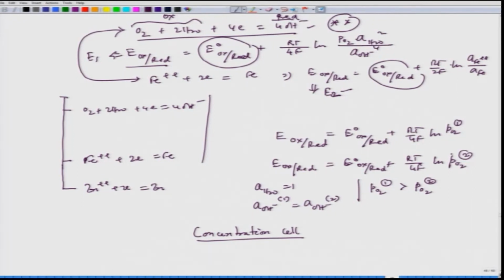We will discuss that part in our next lecture, and in the next lecture we will also look at the galvanic series in a little more detailed manner. So, today let us stop here, we will continue our discussion in the next lecture.